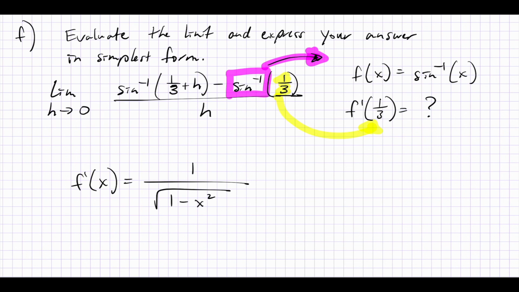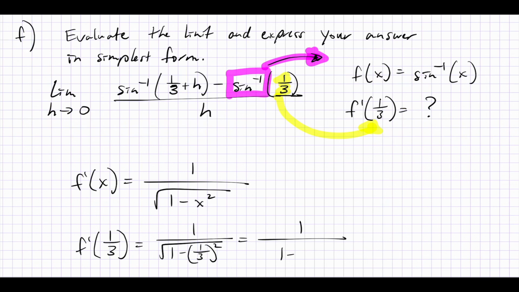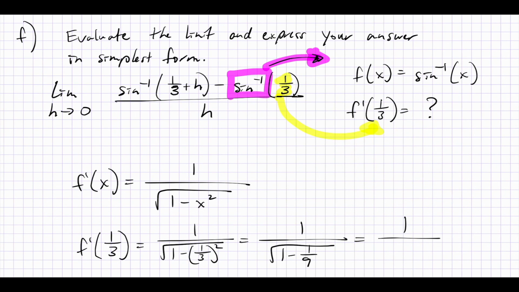Okay. All right, now plug it in. Now plug in what they want me to plug in, which is 1/3. So I get 1 over 1 minus 1/3 squared. 1 minus 1/9. Okay, 1 minus 1/9 is 8/9. So I have 1 over square root 8 over 9.